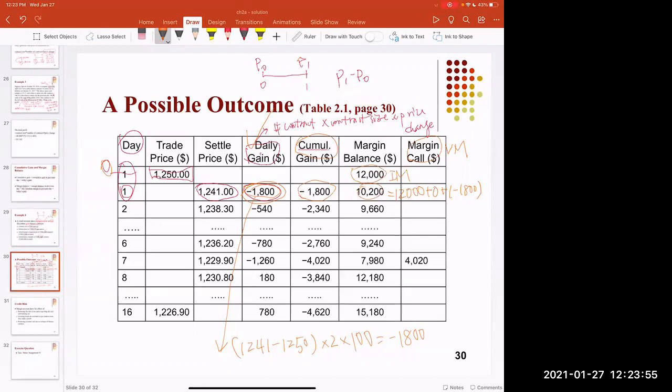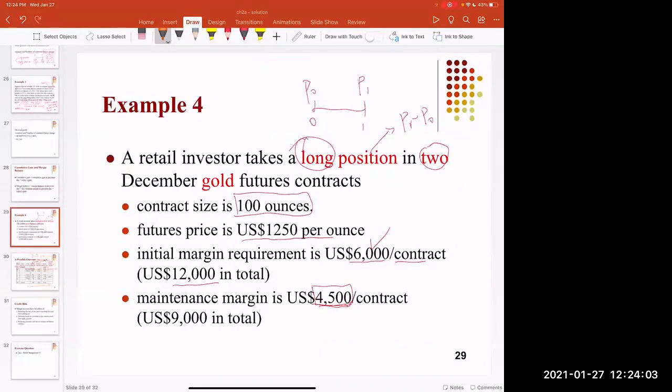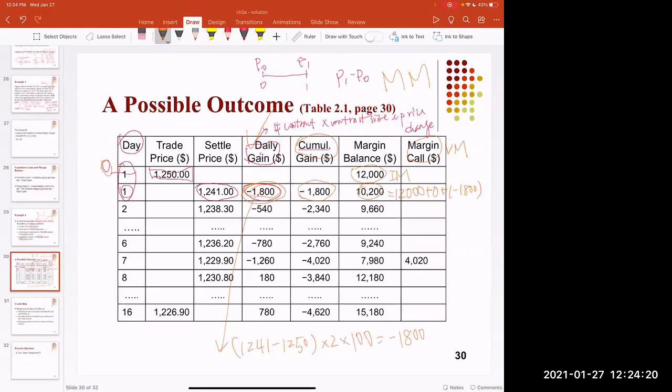And after we get the margin balance, we need to compare it with the maintenance margin. The maintenance margin in this case is 9,000 because there are two contracts. As long as it's above 9,000, then you are fine. You won't receive a margin call. So if you get any balance above 9,000, then you can go to the next day.